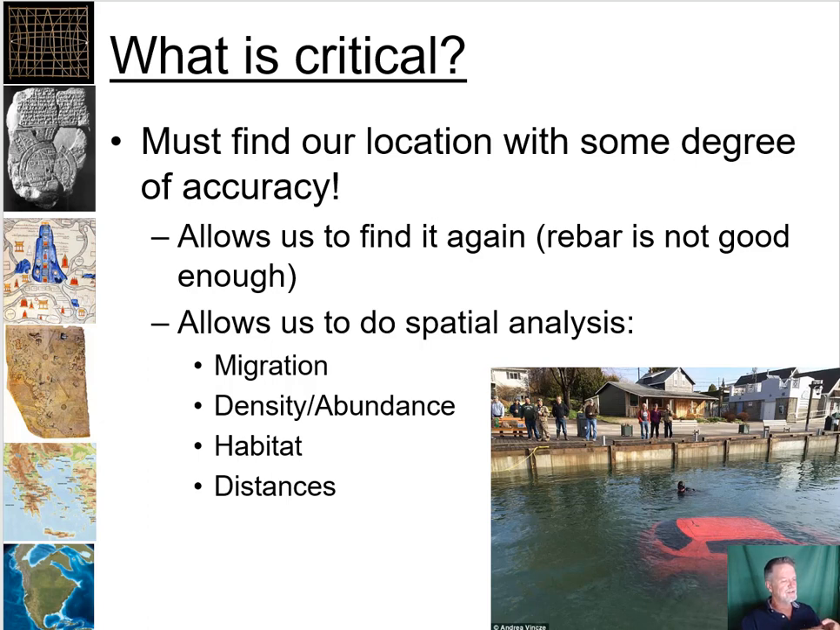Then this allows us to do spatial analysis, and so we want to make sure we're getting the data to do the type of spatial analysis that's needed by the project. So with migration, that's going to be different data than density or abundance. Migration, we're looking for paths. Density, we tend to be looking for points. Habitat tends to be points, but not always. Sometimes it's polygons.